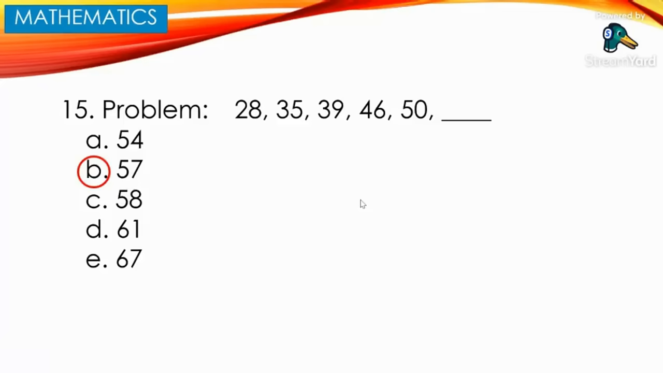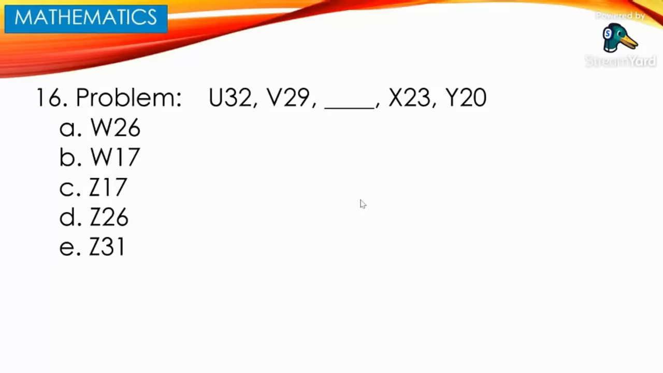Okay, let's have number 16. Number 16 onwards up to number 20, we involved letters in the pattern. So U32, V29, blank, X23, Y20. Lumalabas po talaga ito sa NAPOLCOM exam. So aside from being familiar with the numbers, you should also be familiar with the position of the alphabet, kung pang ilan siya.